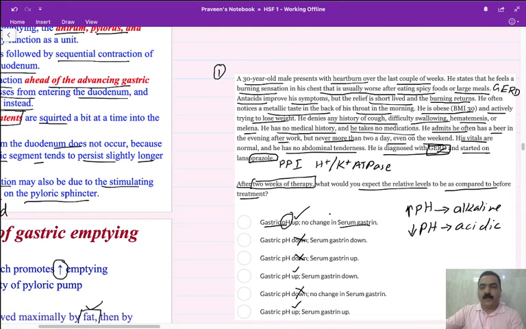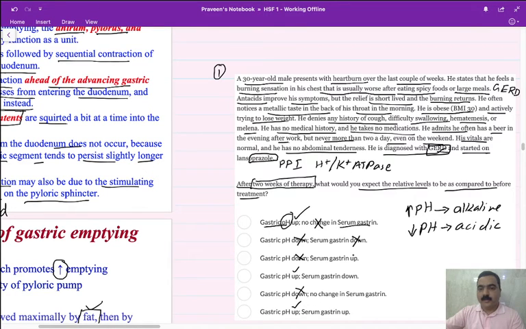Now let us go to the serum gastrin level. What will happen if there is no acid, so there is no feedback to the gastrin? No change is not the answer. Will serum gastrin go down? No, there is no negative feedback, so it is not going down.